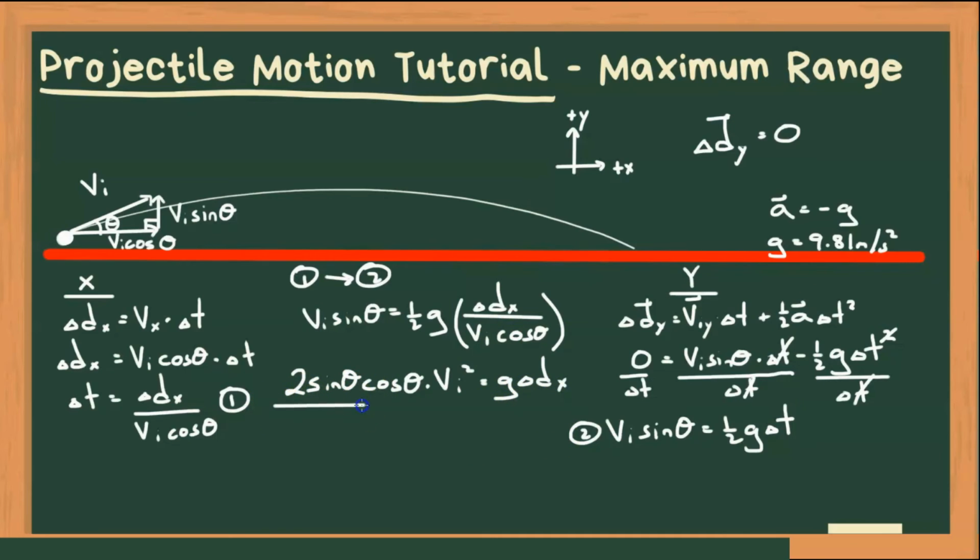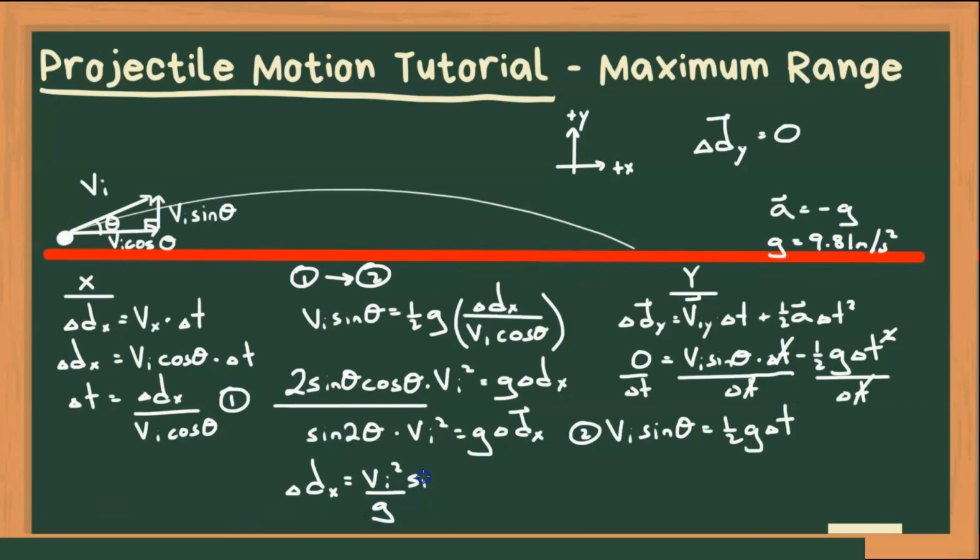Alright, now this is a trig identity. This is actually equal to the sine of 2 theta, times by, and then we still have this vi squared, which equals g delta dx. So let's divide both sides by g, so I can solve for our range. So range is going to equal vi squared over g times the sine of 2 theta. And this is more commonly known as our range equation.